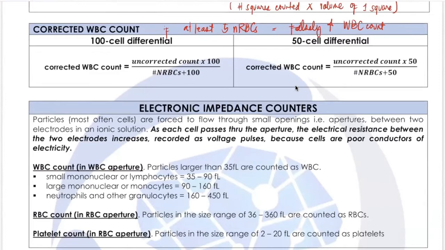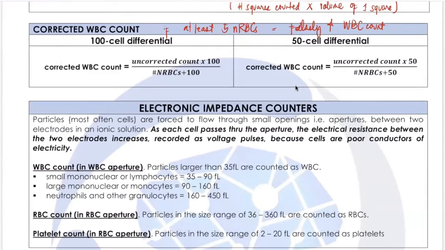Ito lang guys yung tandaan natin, that if the differential count that is done is a 50 cell differential, papalitan din natin yung formula. Instead of the usual 100, papalitan natin siya guys ng 50. Okay? So yan lang for the corrected WBC count. Again, usually we do the correction pag meron ng at least 5 nucleated red blood cells present in the peripheral blood smear.